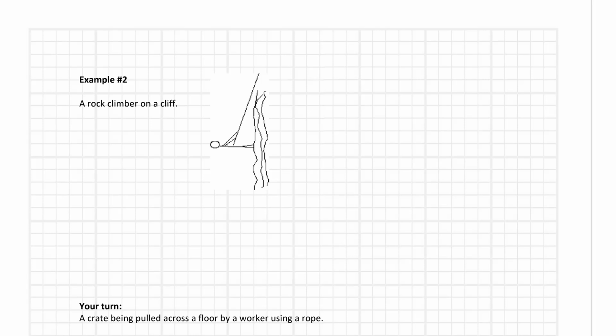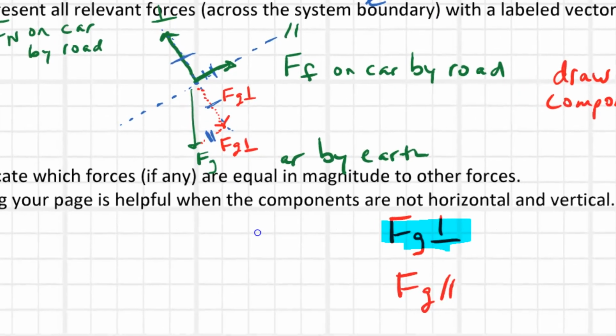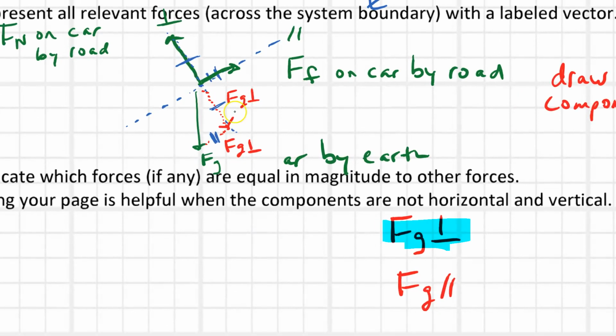Hi and welcome to example 2. In fact, just before we go on, I realized I made a little bit of an error here. This one is force of gravity perpendicular, but this one here should be force of gravity parallel. I think I said parallel but I wrote perpendicular. In any case, this way is parallel to the inclined plane and to the hill, and this way is perpendicular.